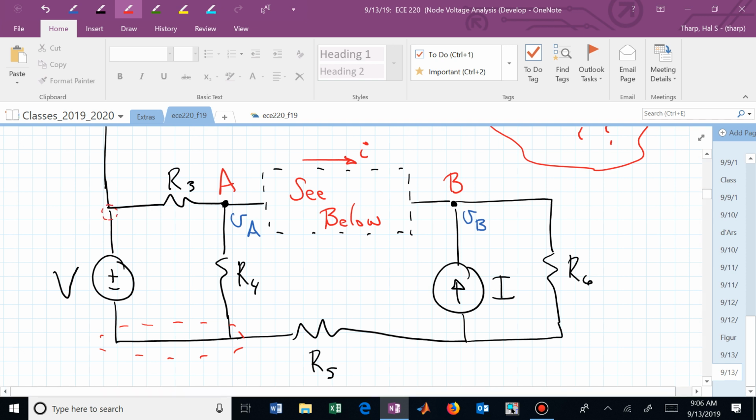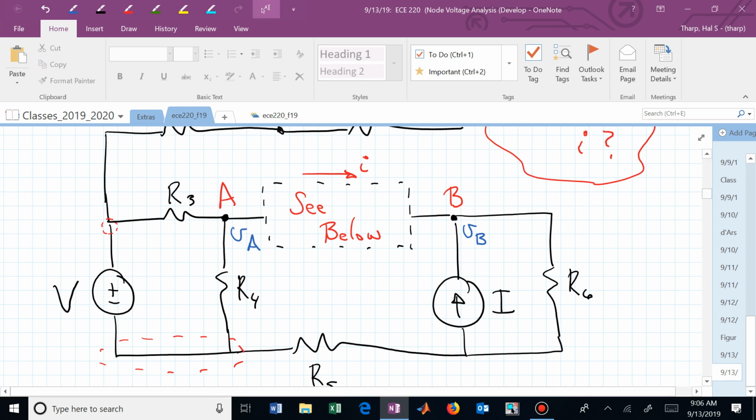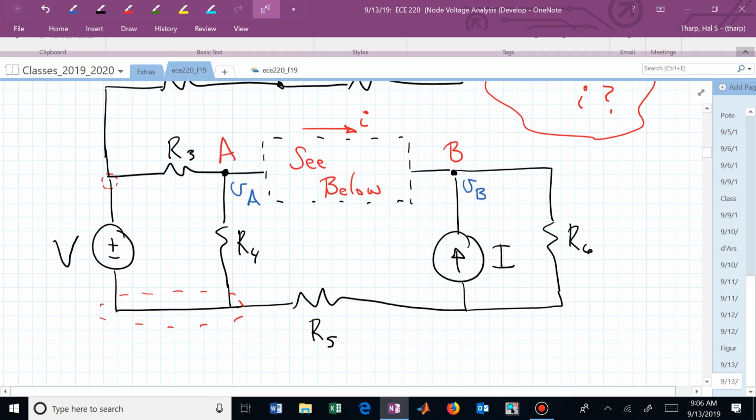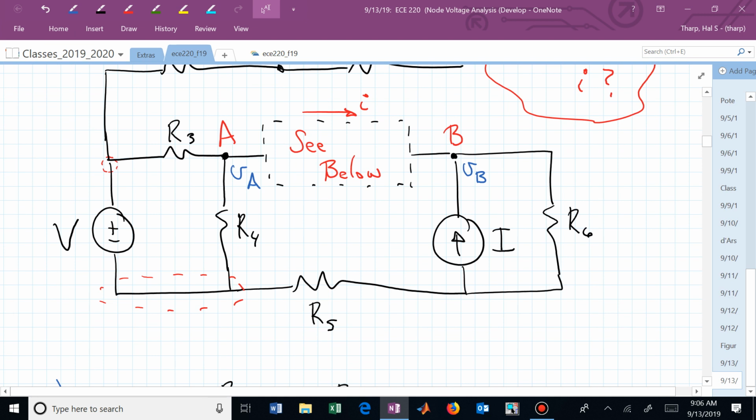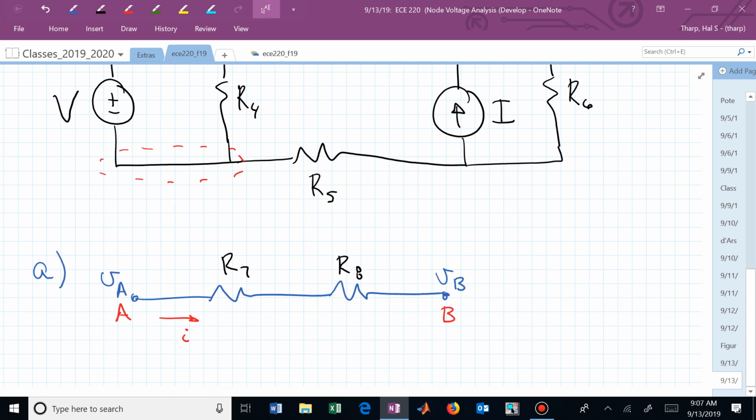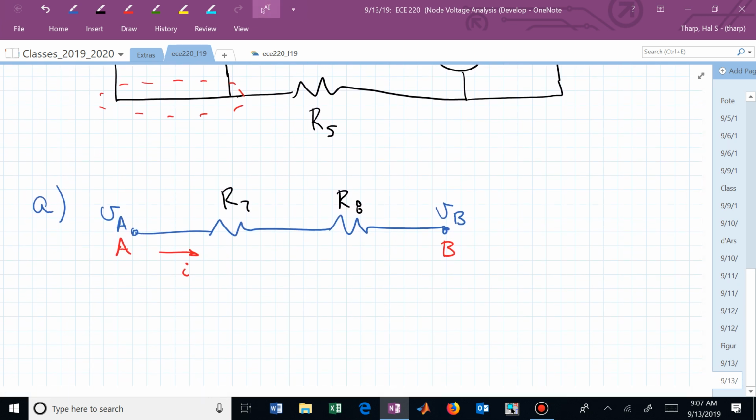So we're not going to get into that. What we will get into now is expanding on what's happening inside the box. And this is now the C below. We want to know how do we identify or determine or find this current I going from left to right between nodes A and B. Here's the first one. How do we find I if we know this information relative to what's inside the box?